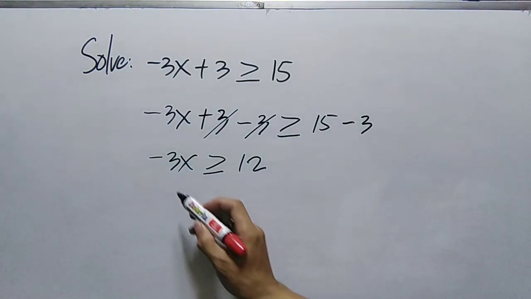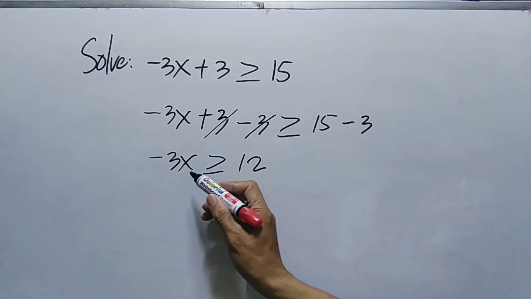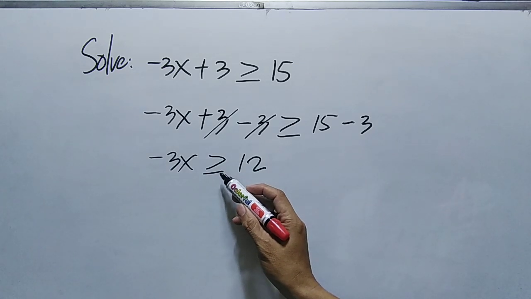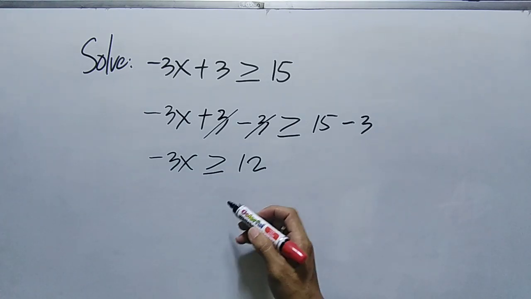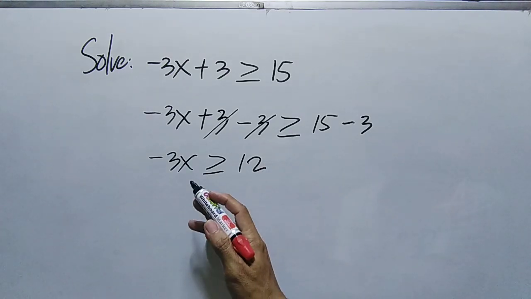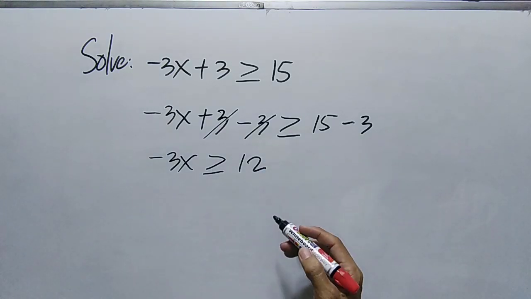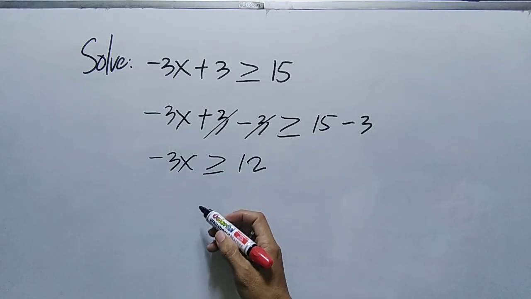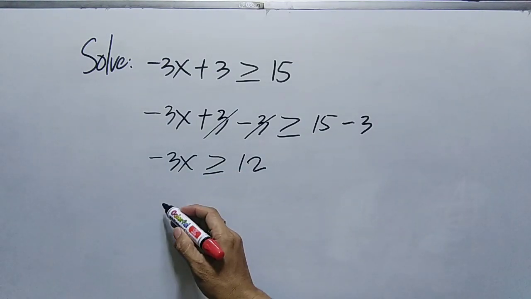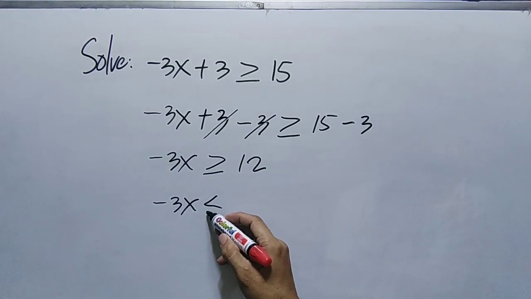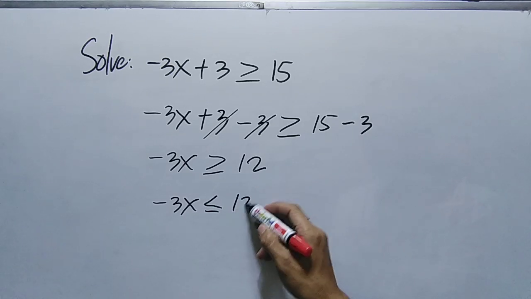Okay, ngayon, since negative yung ating coefficient ng x, negative 3 yan, we have to change the greater than or equal to into less than or equal to. Okay, then pwede rin tayo mag-multiply ng negative 1/3, both sides. Pwede rin, mag-divide tayo ng negative 3, both sides. Okay, so negative 3x, i-change natin yan into less than or equal to 12.